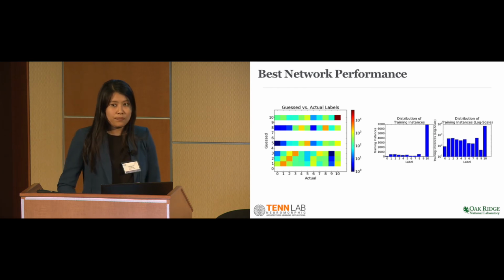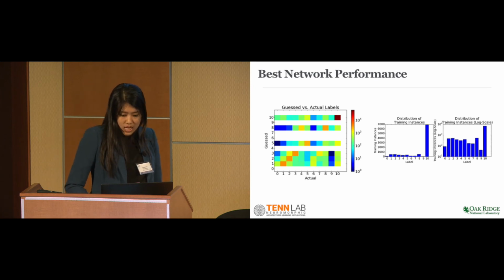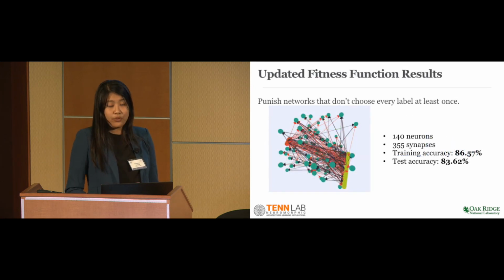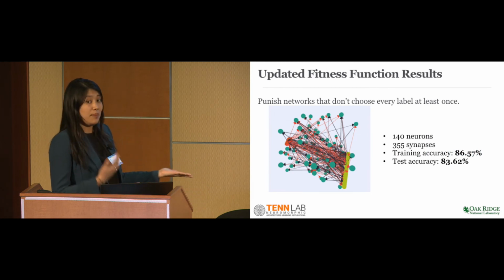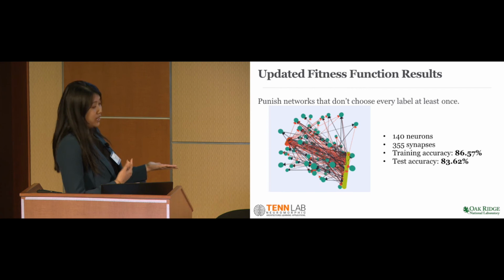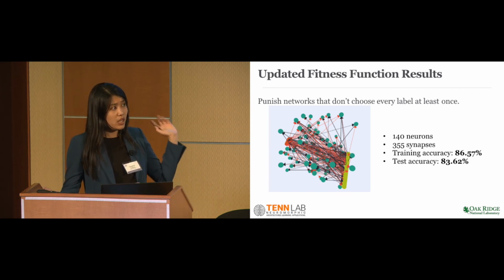So that's a drawback. What can we do to mitigate this? What we did is we wanted to get perfect results, so we introduced a punishment layer for the fitness or the objective function for this EONS system.